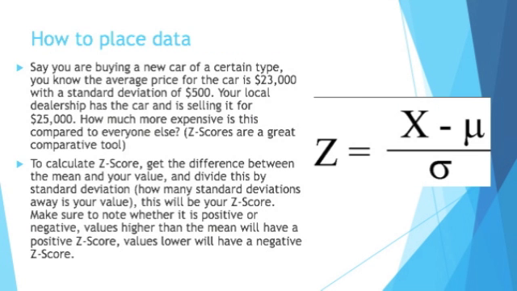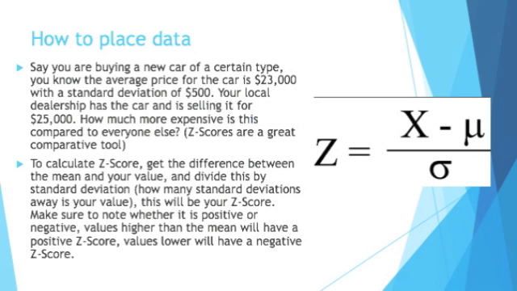Alright, so let's do another example. Something not food related. Say you're going to buy a new car and you know the exact type you want. You looked it up online and you know the average price for that car is $23,000 with a standard deviation of $500. Now in real life, I don't think you could find standard deviation of car prices. That'd be a little odd, but for this example, let's just say you do. Your local dealership has the car and they're selling it for $25,000.